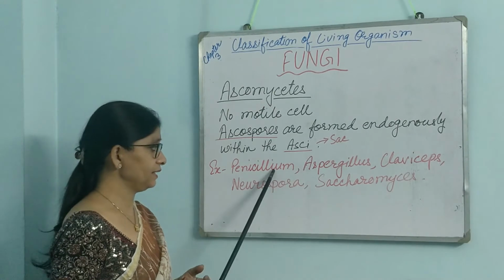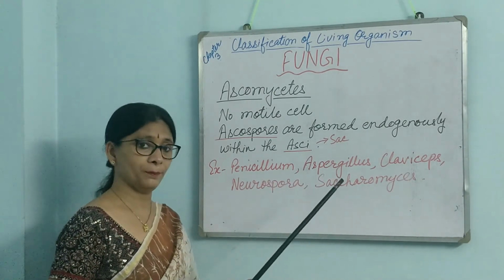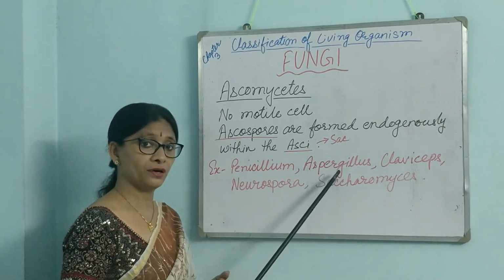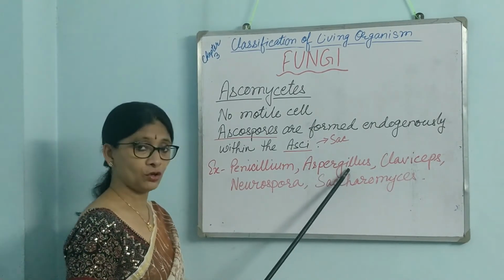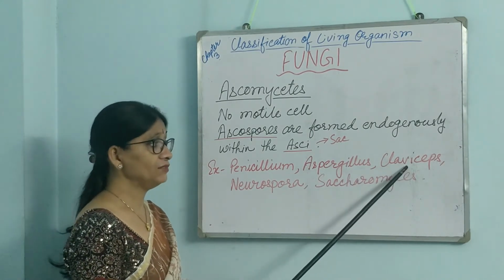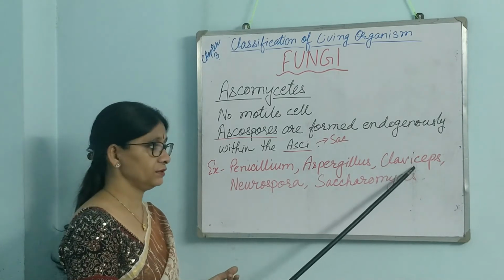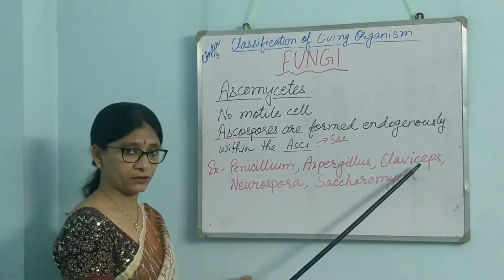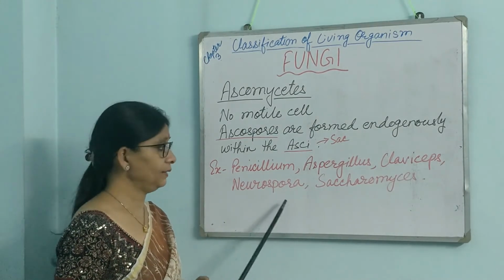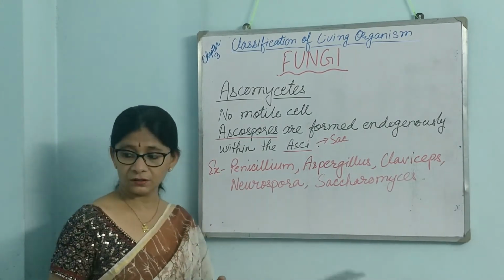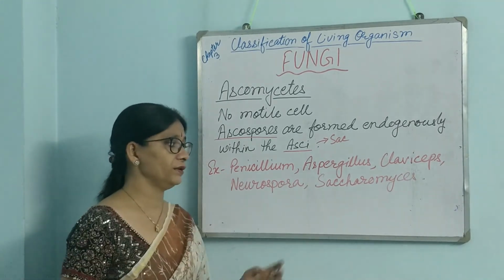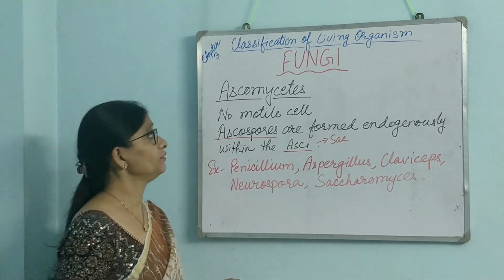Important examples are Penicillium. Penicillium gives rise to penicillin antibiotic. Then we have Aspergillus. This is used for developing citric acid, and this also spoils food. In bread you see Aspergillus also. Claviceps purpurea is a parasite which infects crops. Neurospora is used in genetics many a times. And Saccharomyces, the yeast that we use in the house. The yeast's common scientific name is Saccharomyces. So this is about Ascomycetes.